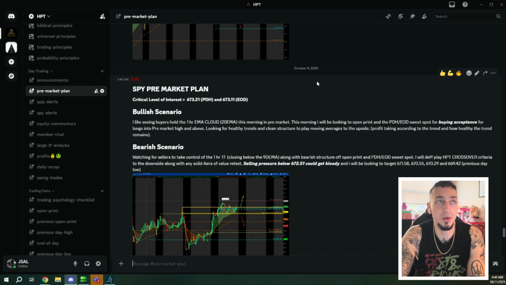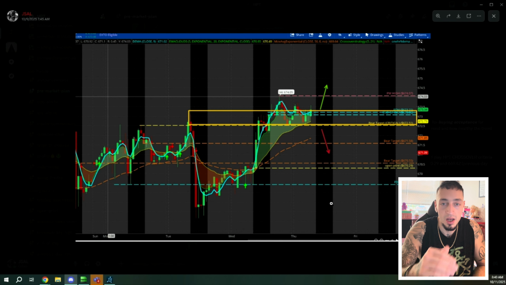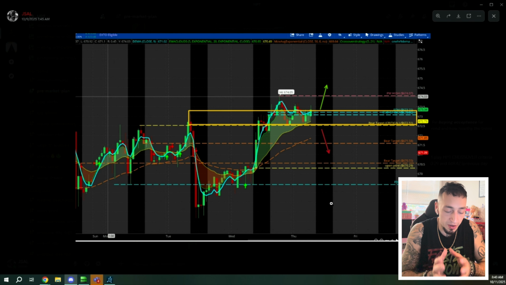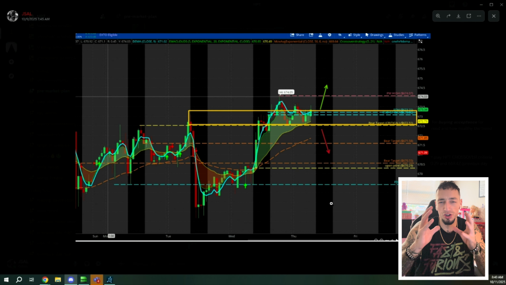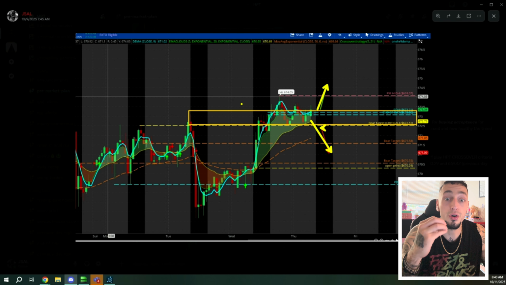So, October 9, 2025, pre-market plan. The critical level of interest is previous day high and end of day. If I pull up this chart, remember guys, it's all about having a consistent approach. So every single day I do the exact same things. I identify my pre-market plan. What that is, is a real general understanding, not super specific, of if buyers show up to the market, I'm looking to target this, and if sellers show up to the market, I'm looking to target this. And it's all based off critical level.